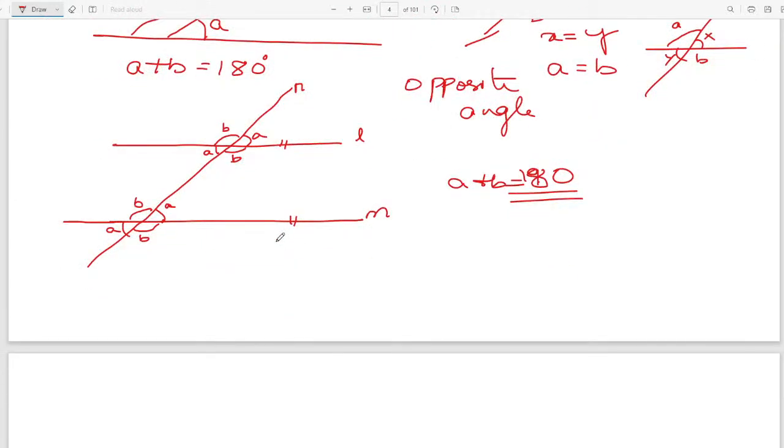So I hope this is clear, this part, when it's a transversal. So these two angles are same. A and A are the same, B and B are the same, and A plus B is 180°. I hope this is clear. If this is clear, I'll move to the triangles part.